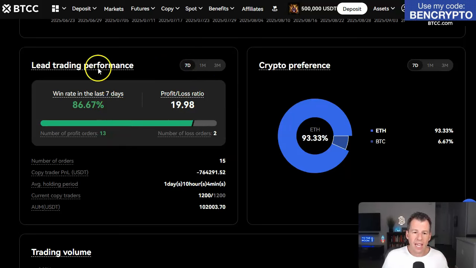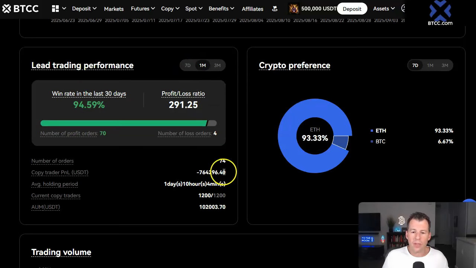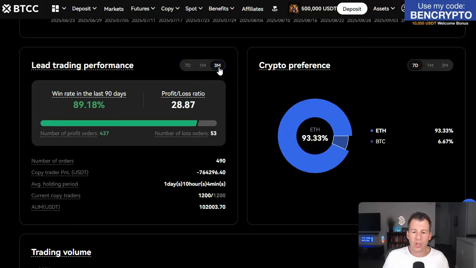So in the 7-day, he has placed 15 trades. 13 of them have been profitable, 86%, very good. In the last 1 month, he's placed even more trades, 74 trades. So he's placing about 20 different trades per week. Of those 74 trades, 70 have been profitable, 94%, very good. On the last 3 months, he's traded even more, 490 different trades. 437 of them are profitable, 89%.